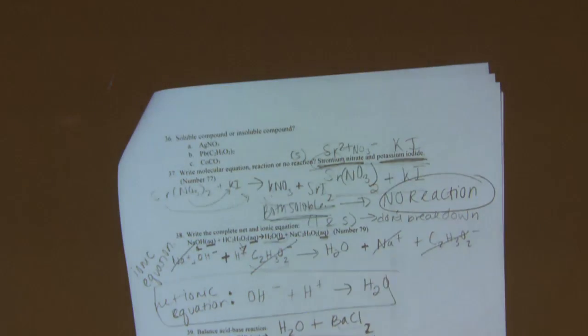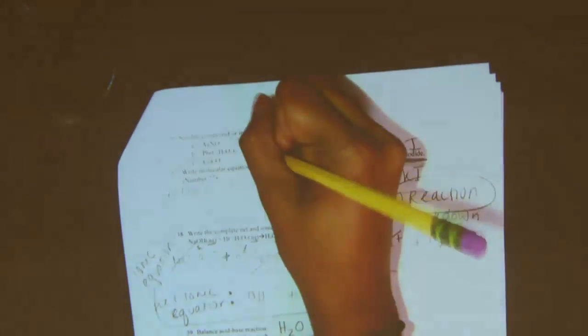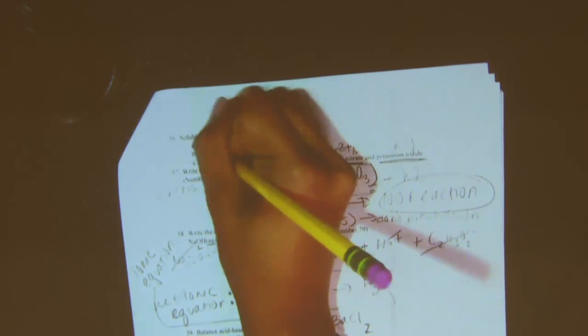Okay, so AgNO3, is that a soluble compound or an insoluble compound? Soluble. Perfect. What about Pb, lead(II) acetate? Soluble. Okay, so NO3 we said has no exceptions, and another example of no exception is acetate. So whenever you see acetate with any element, just know that it's soluble with everything. Awesome. And then cobalt carbonate, soluble or insoluble?